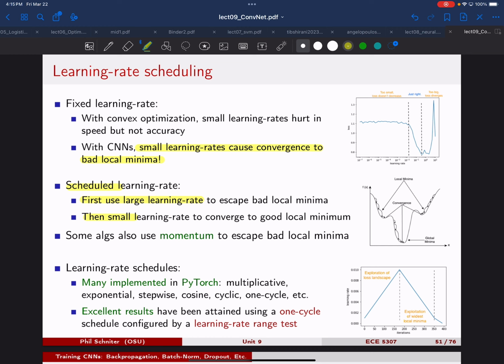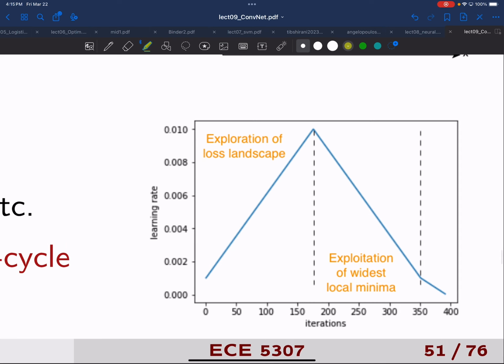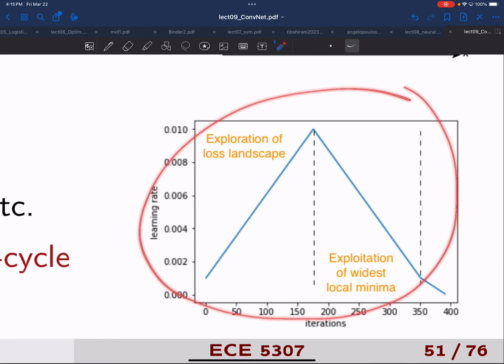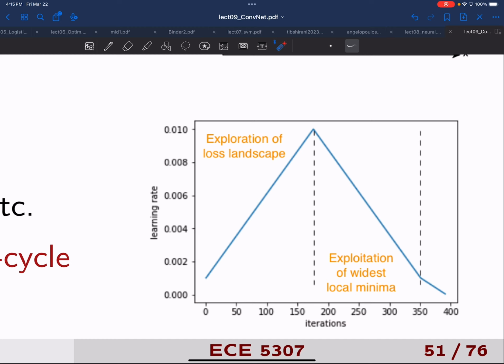Now, this is just the prototypical scheme. There are many different variations on this. For example, this is an approach called the one-cycle learning rate. You see the iterations here, and the learning rate vertically. We start at a pretty small value, and then you increase the learning rate up to a maximum value. Then you decrease back to that same value, and finally you go down to a very small value for that final convergence.